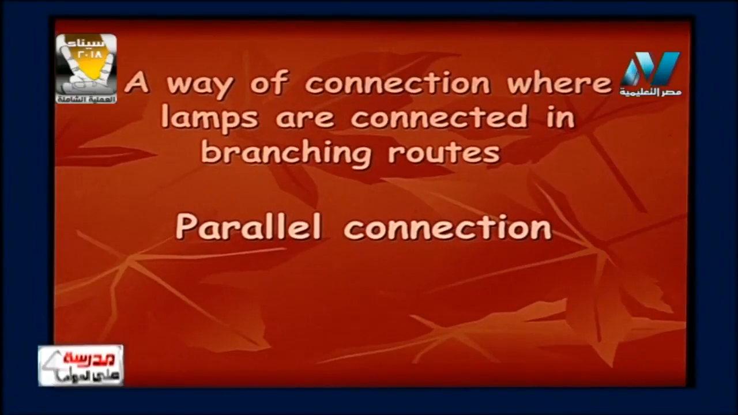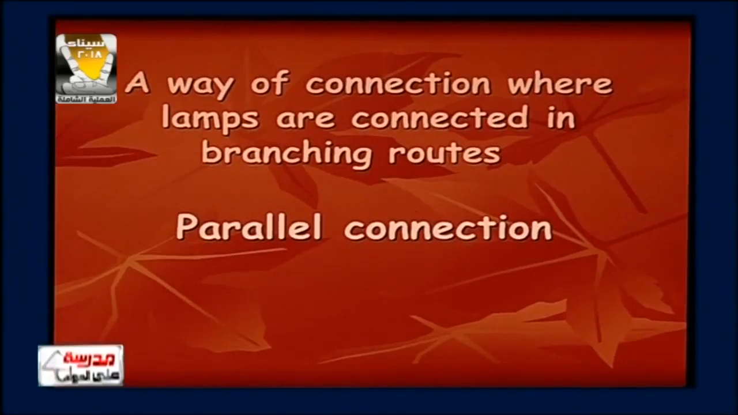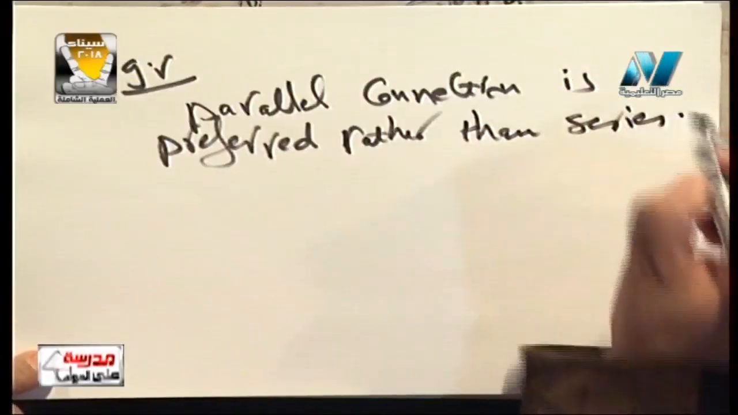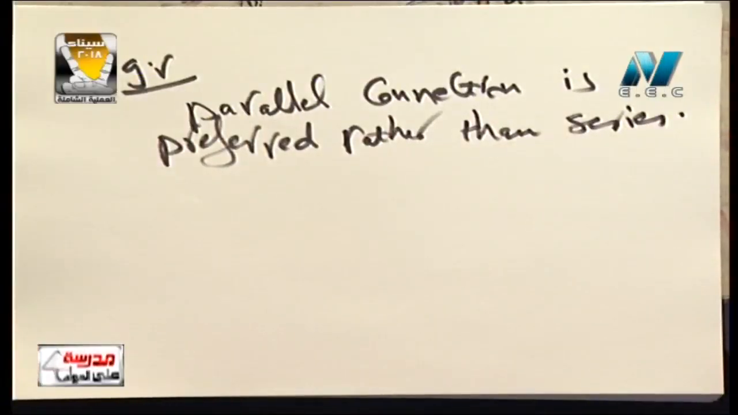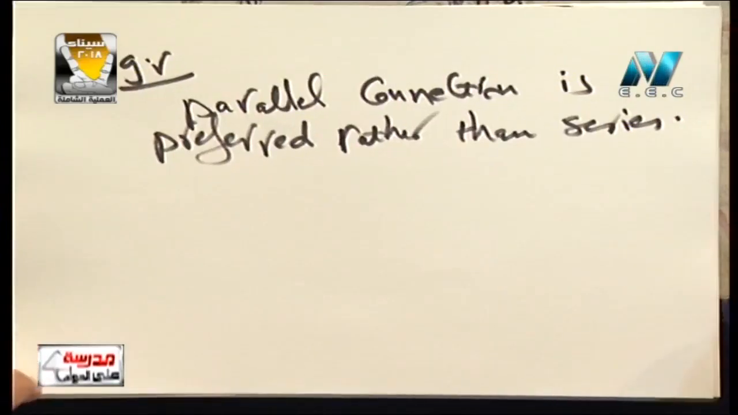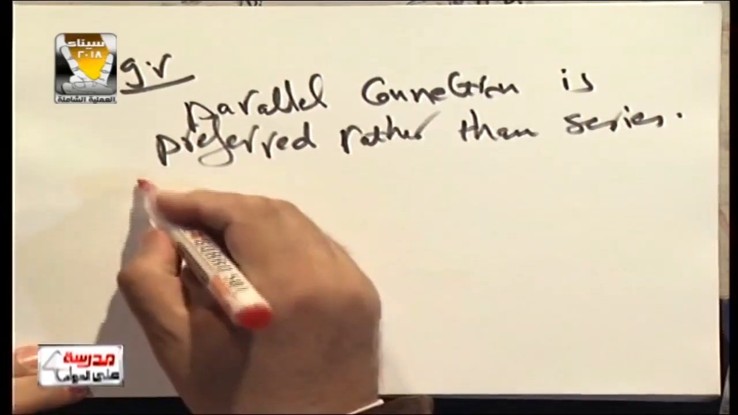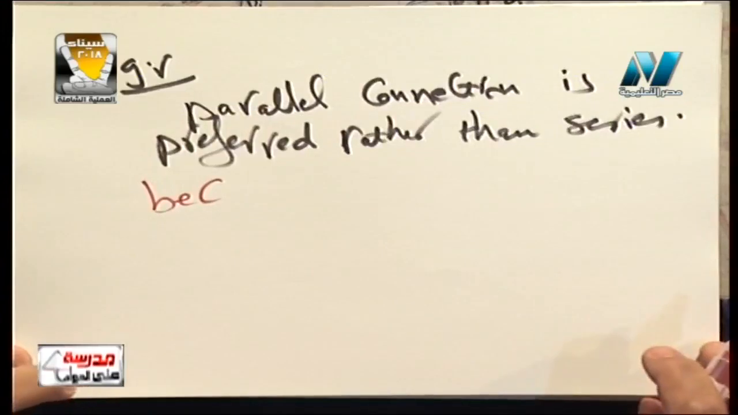The question says give reason. Let us write this question. Give reason: parallel connection is preferred rather than series. Why do we always prefer parallel connection over any other connection like series? The question again says parallel connection is preferred rather than series. Why? Because I have more than one answer for this very, very important question.